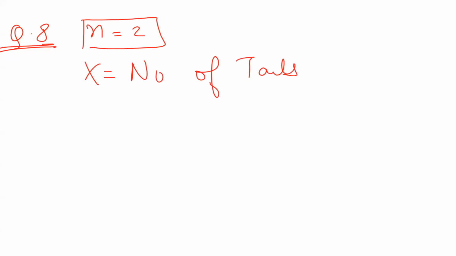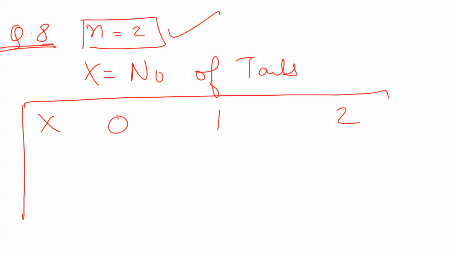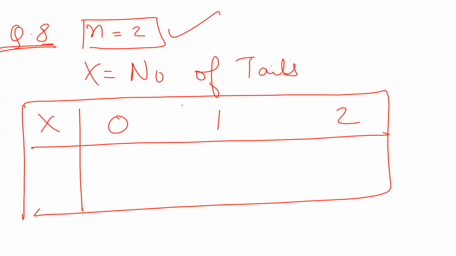So X can take what all values? 0 tails out of 2, 1 tail I might get, or 2 tails I might get. So this is the probability distribution they are asking for. But here it's not very simple because it's a biased coin, not an unbiased coin.